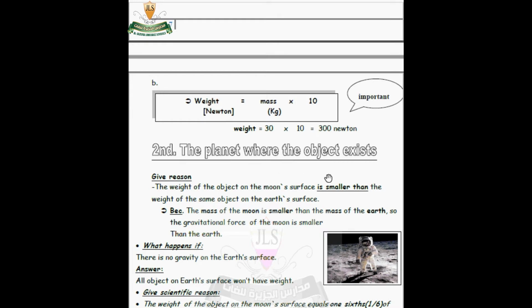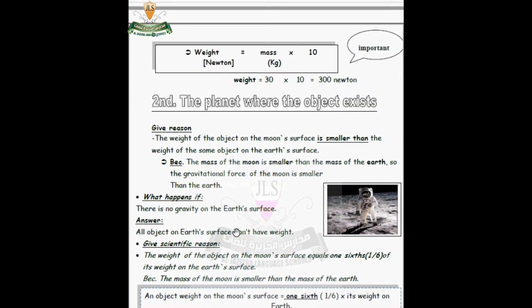Second, the planet where the object exists. By increasing the mass of any planet, the gravitational force also increases and the weight increases. So here, give reason: the weight of an object on the Moon's surface is smaller than the weight of the same object on the Earth. Why? Because the mass of the Moon is smaller than the mass of the Earth, so the gravitational force on the Moon is smaller than the gravitational force on the Earth.